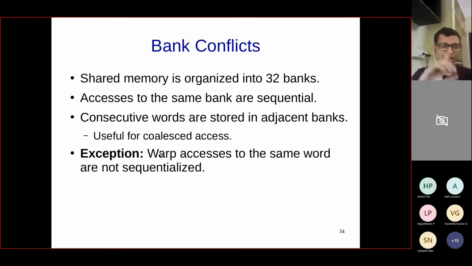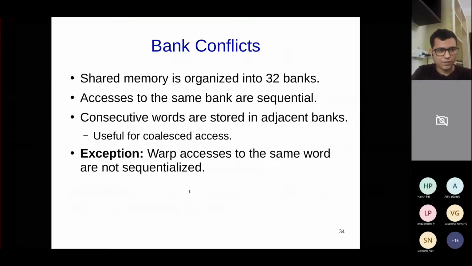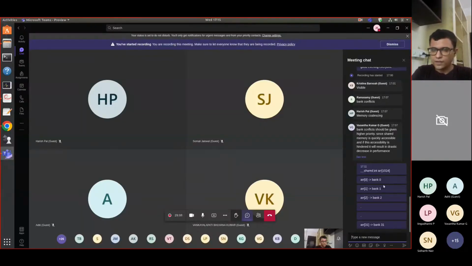But there is one exception here. I told you that the accesses to the same bank are sequential. So warp threads accessing the same bank will lead to sequential access to the words inside that bank. But if warp threads access the same word inside the same bank, then requests are not sequentialized. So let us also understand this with an example here. Let us continue with this example itself.